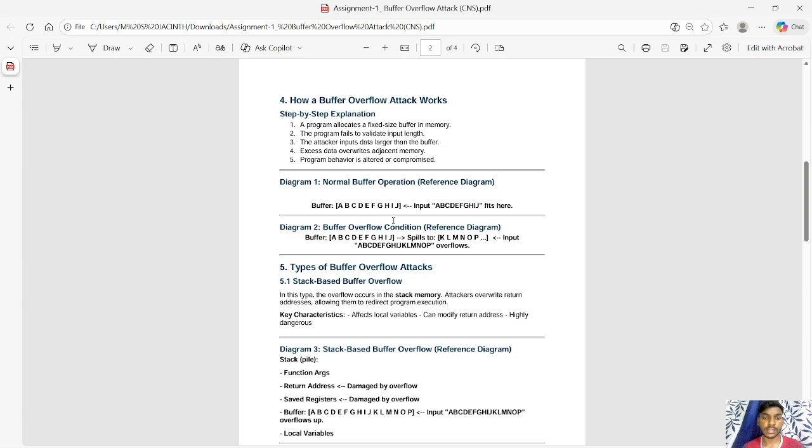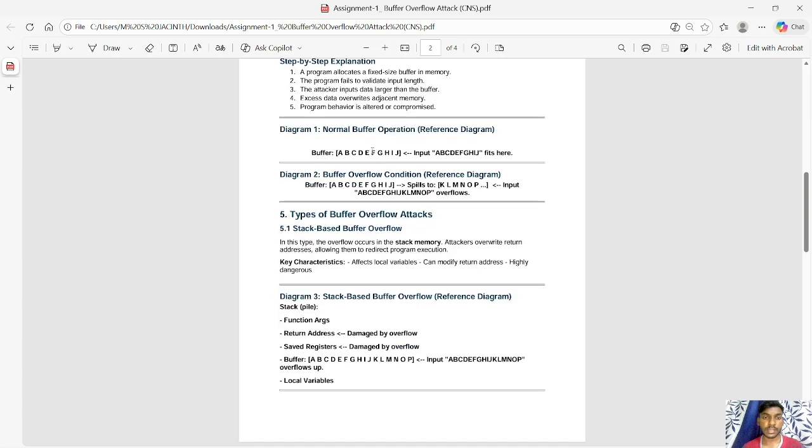And normal buffer operation. Consider buffer ABCDEFGHIJ with input ABCDEFGHIJ, which fits perfectly. And buffer overflow condition. Buffer ABCDEFGHIJ and additional data KLMNOP. The final input is ABCDEFGHIJKLMNOP, which is an overflow condition.